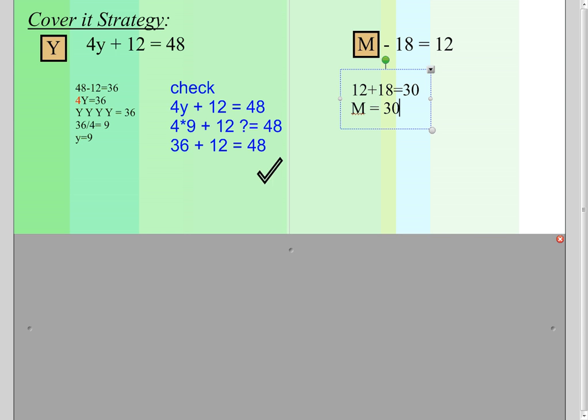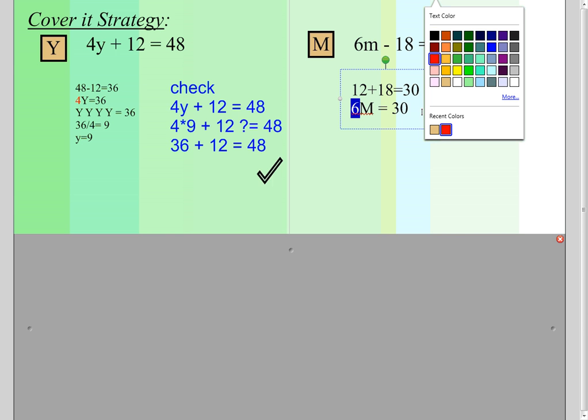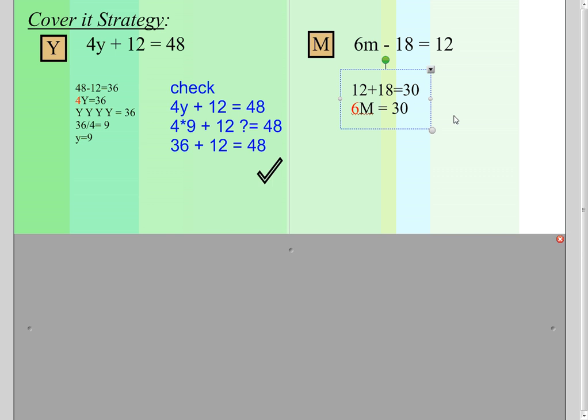But when I uncover my m, it's not really m, it's actually 6m is equal to 30. Well, since 6m is 30, I know now I need to do some division. 30 divided by 6 is 5. So I know that m equals 5.